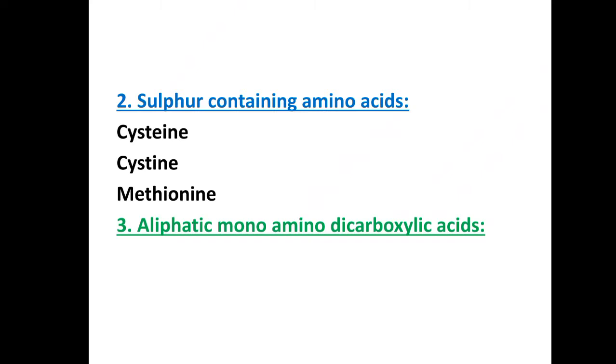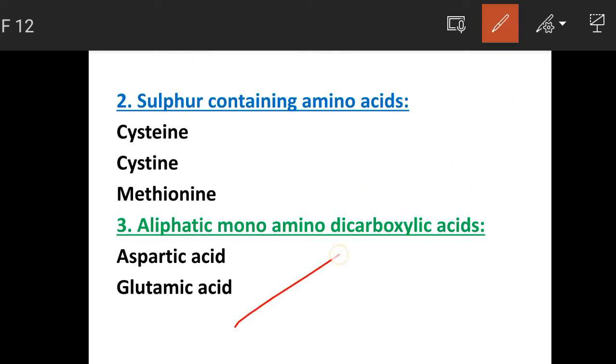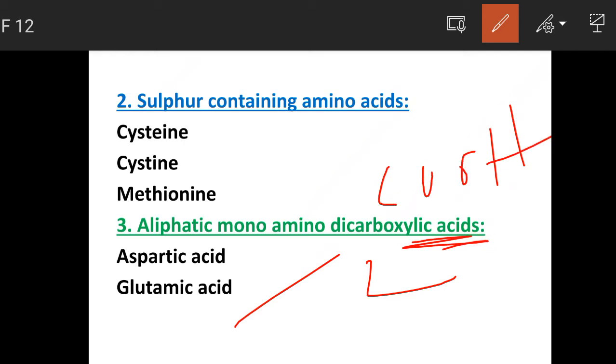And then the second type of amino acids are sulfur containing amino acids. The best examples: cysteine, cystine, methionine. These 3 amino acids contain a sulfur group along with amino and carboxylic groups. And the third one is aliphatic monoamino dicarboxylic acids. The best examples are aspartic acid and glutamic acid. These 2 amino acids contain 2 carboxylic groups, that is 2 COOH groups are present. The best examples: aspartic acid, glutamic acid.